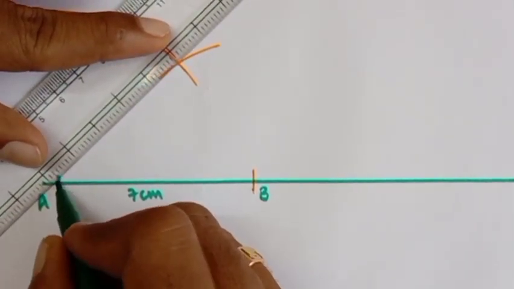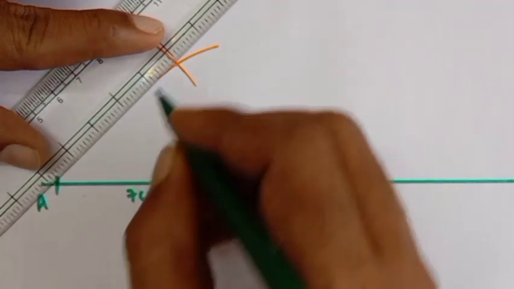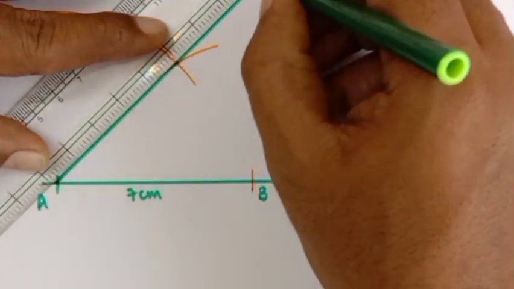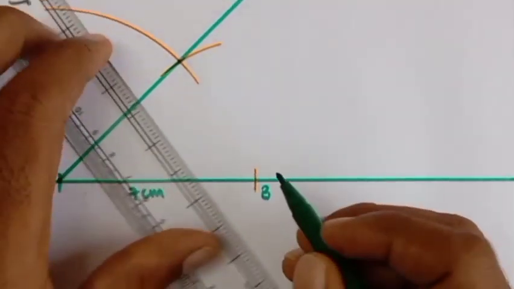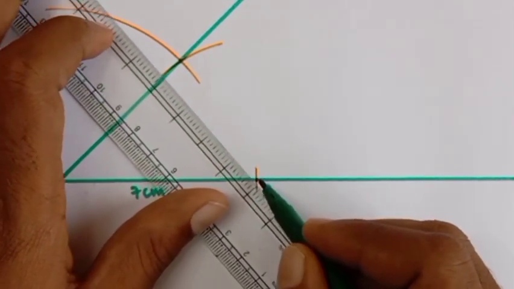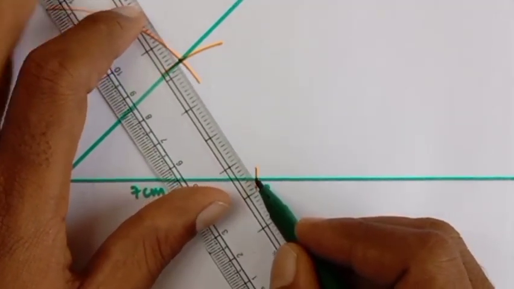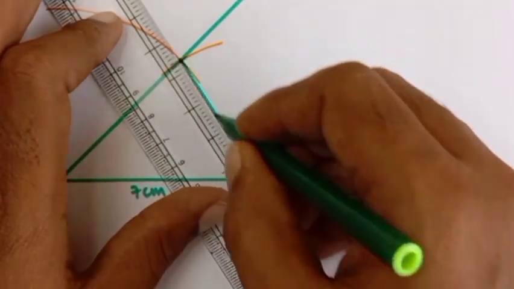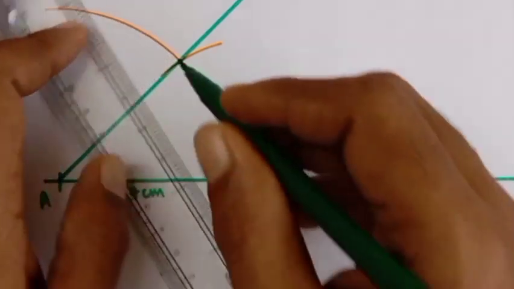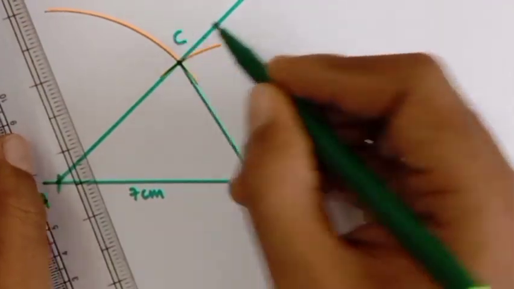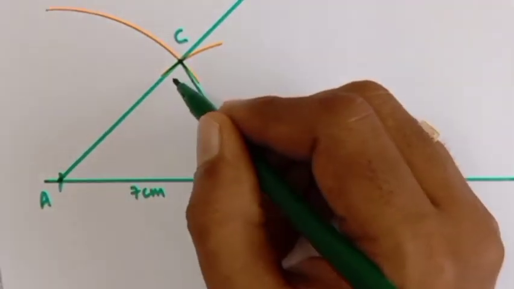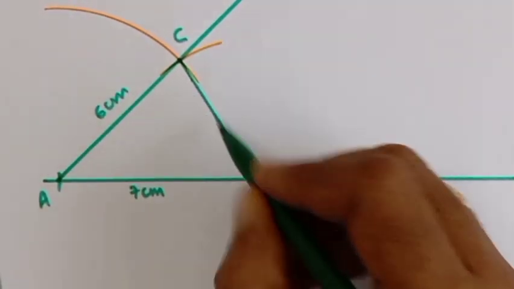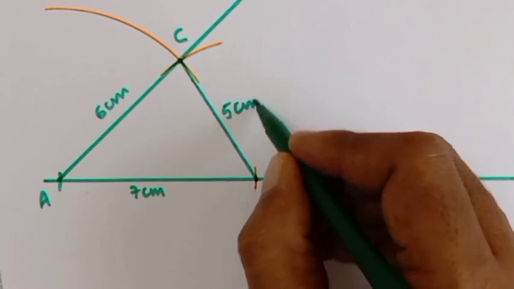A is here, B, this point is C, we can call it C, and I will be drawing a bigger line. And here I will be joining the B and this point of intersection of the two arcs. This point, let it be C, and this is 6 centimeter, and this line is 5 centimeter.